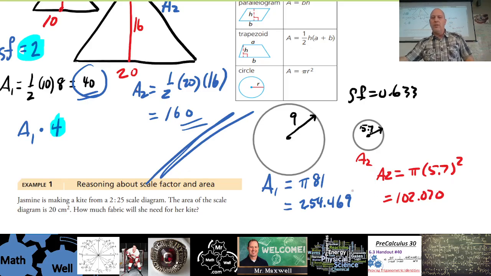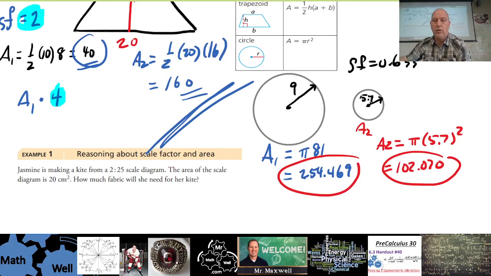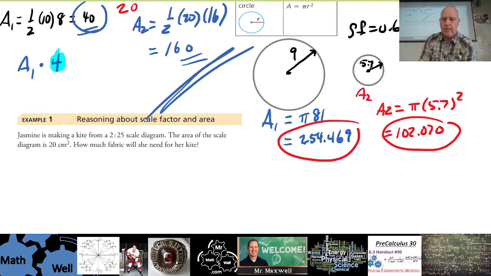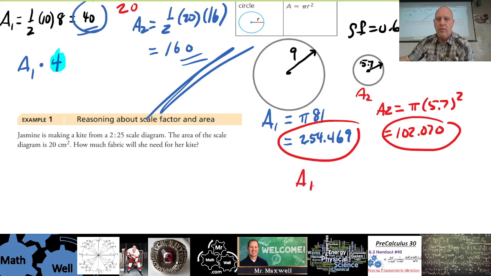All right, so the question is now, what is the ratio between this and this? Does it look like half? No, not quite. Well, let's see what we got here. So 102, I'll just use that decimal, divided by 254.469. Okay, what is that? 0.40111. Okay, so area 1 times 0.40111 equals area 2.